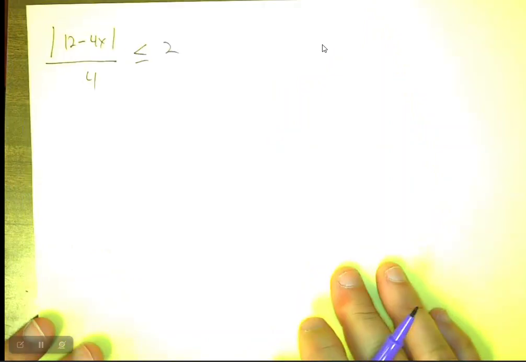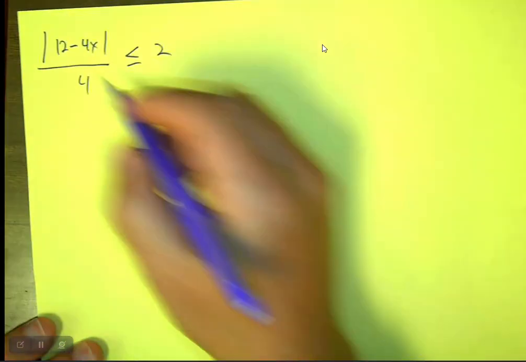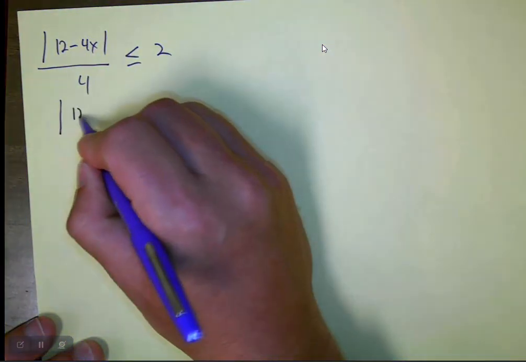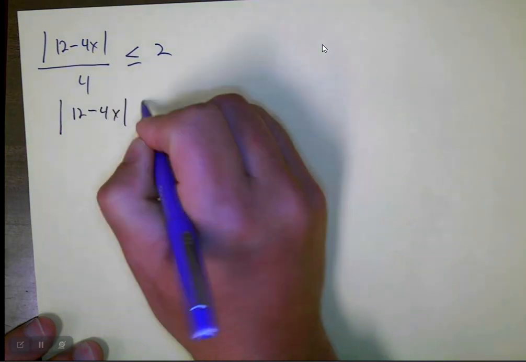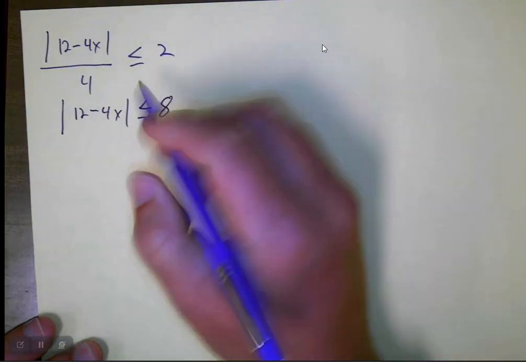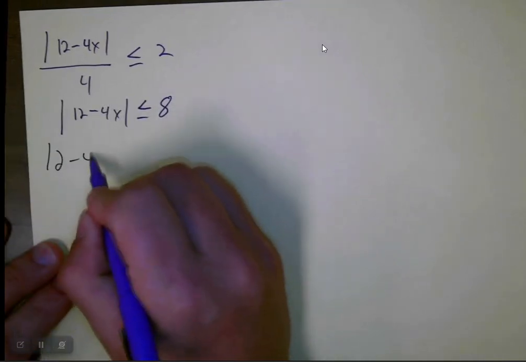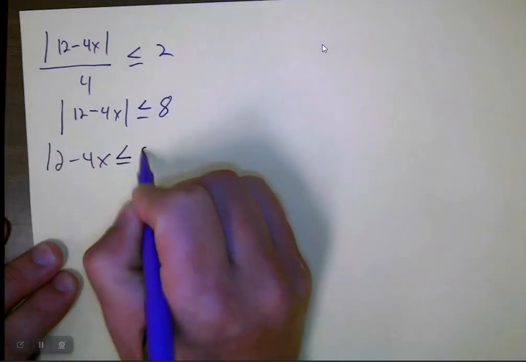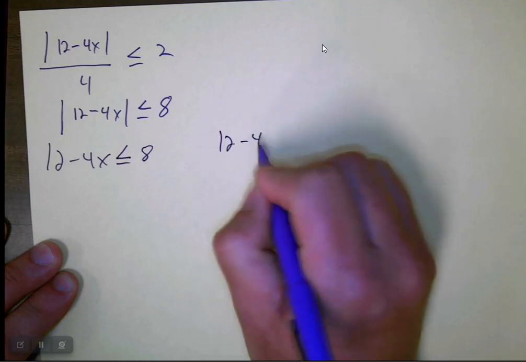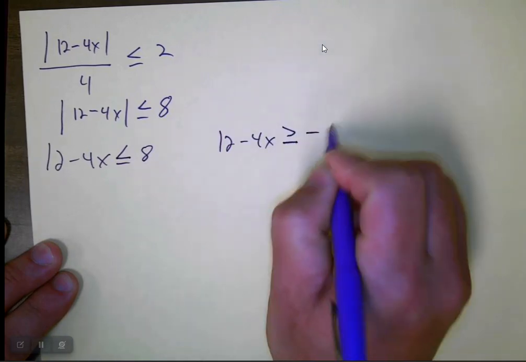Let's try one more. So this one, first thing I don't like is I'm going to multiply everything by 4. So I got the absolute value of 12 minus 4x is less than or equal to 8. This is going to be an and. How do I know it's going to be an and? Because it's less than. If it's greater than, it's going to be an or. So let's split it up. 12 minus 4x is less than or equal to 8. 12 minus 4x is greater than or equal to negative 8.